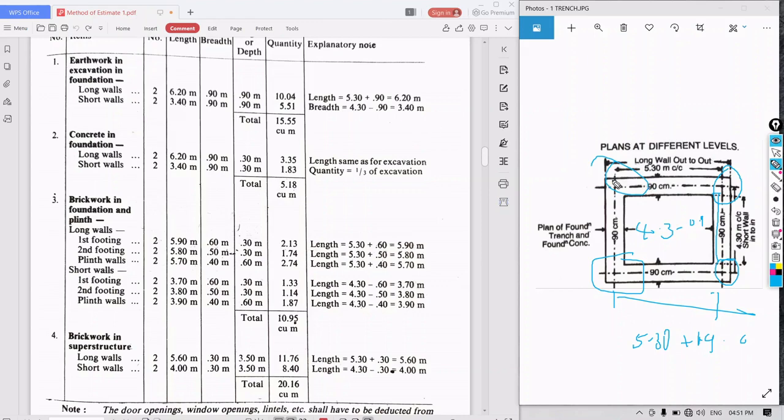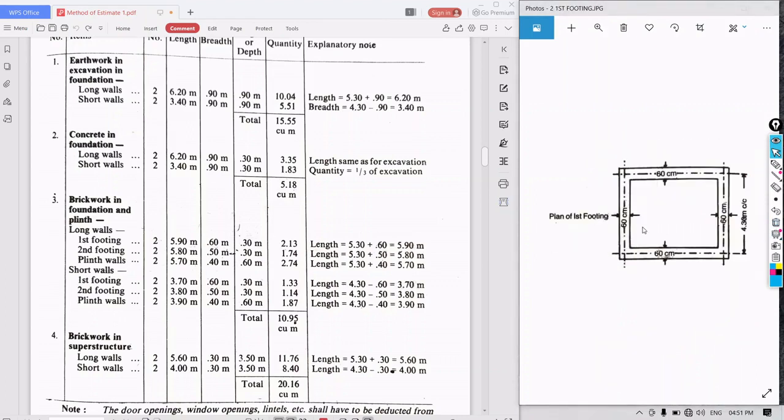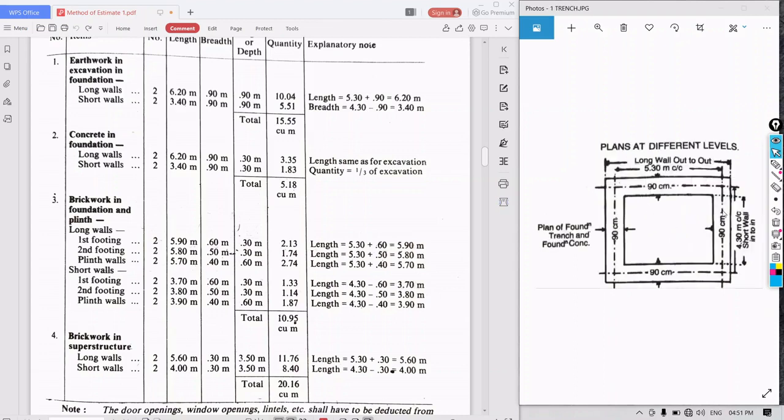Okay, so this is the plan of the first footing. Before that, we are in this stage only, we'll keep this image only. So what we did, we have now excavated the trench for the foundation. Now what we have to do, we have to put the CC bed or concrete bed. So what is that? It is concrete in foundation. Okay, we have to put concrete. So what is the procedure? Same way. First we have to take long walls and then we have to take short walls.